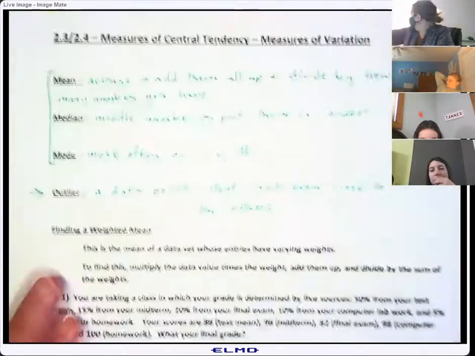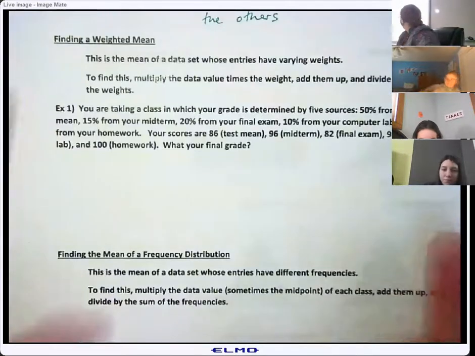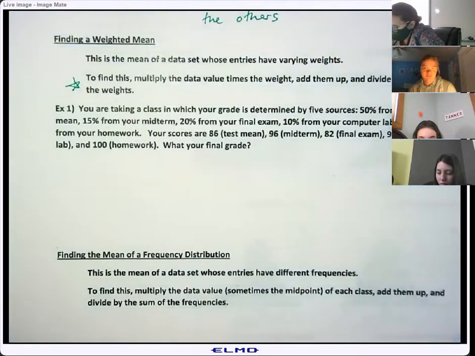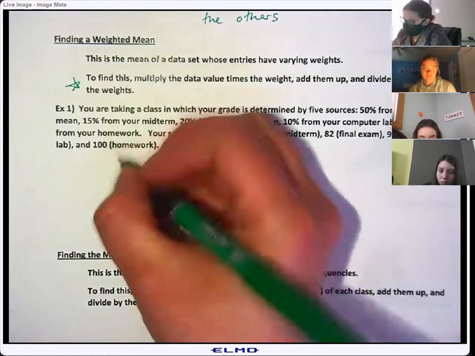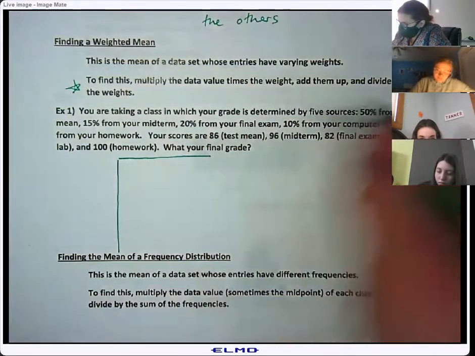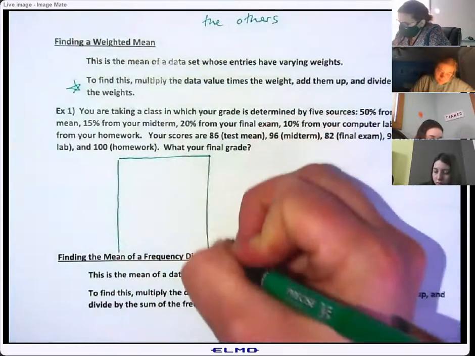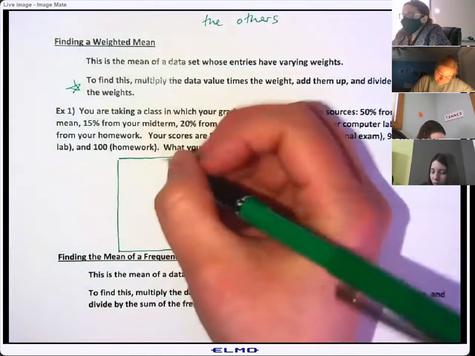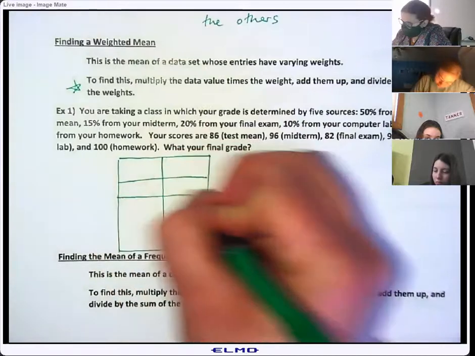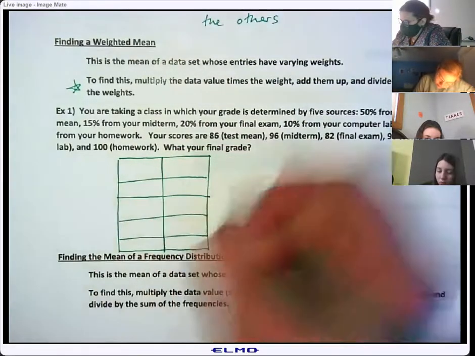All right, a weighted mean. A weighted mean is when you find a mean of a data set that has varying weights. All right, and here I wrote directions right there. To do this, multiply the data value times the weight, add them up, and divide by the sum of the weights. So if you're taking a class and you've got five sources, 50% from your test. I'm going to write it out here. One, two, three, four, five. Actually, I'm going to need another row. I'll just write it over here.